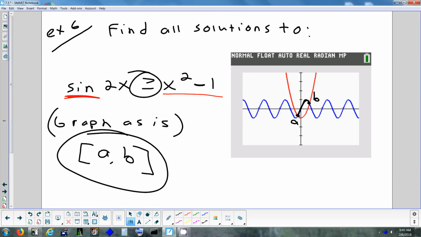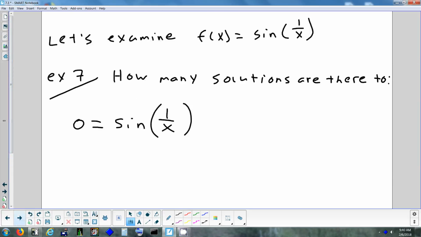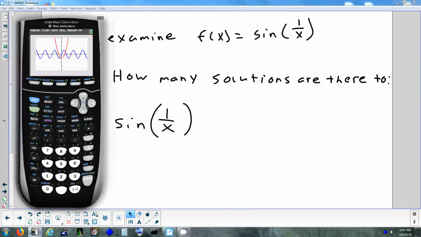Okay, questions on that? Okay, this one. This is just a question: I want to know how many times, if you draw that, it crosses the x-axis. So let's just type it in. It's the sine of 1 over x. I don't want to know what the solutions are. I just want you to tell me how many times it crosses. Sine of 1 over x.